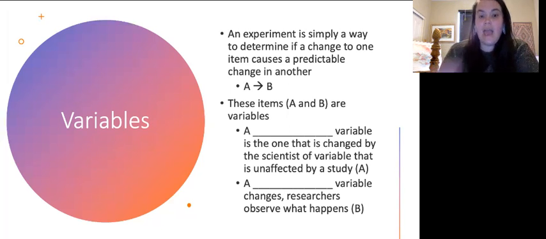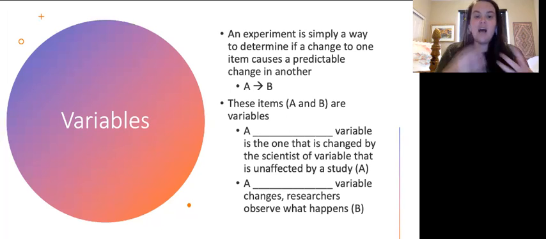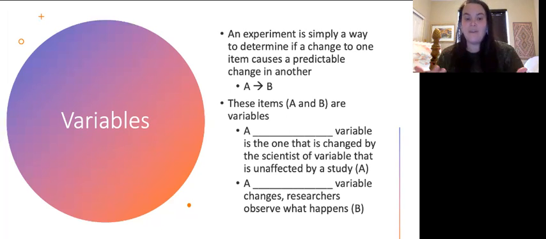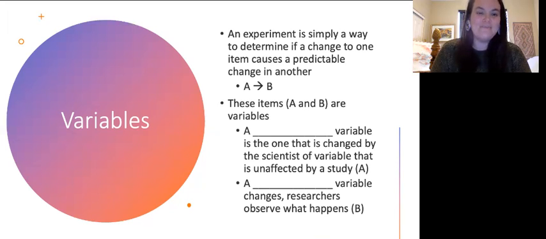So think about this. A blank variable is the one that is changed by the scientist, so me as a researcher, or a variable that is unaffected by a study. Then we have a blank variable that changes and researchers observe what happens. So think about this for a second. I'm going to give you the answer on the next slide. It's in your slide deck if you have it.